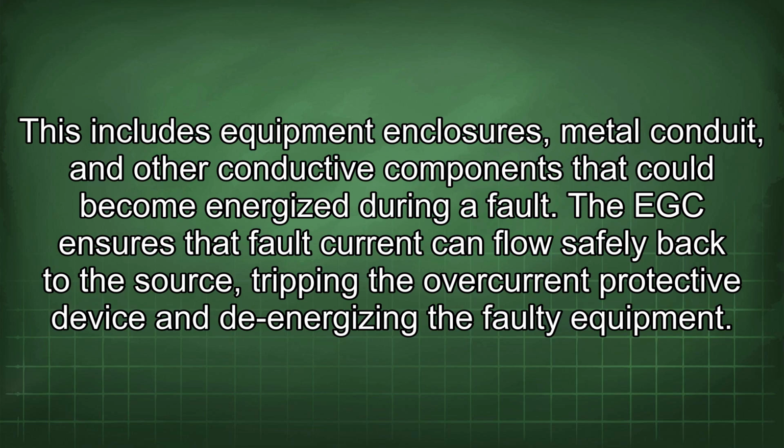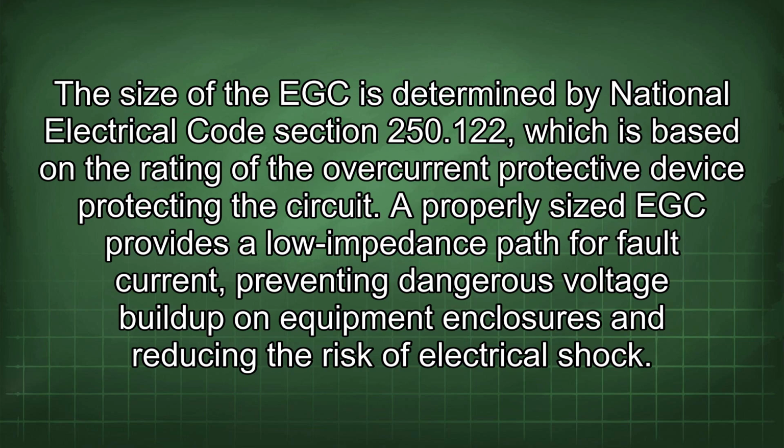the faulty equipment. The size of the EGC is determined by National Electrical Code Section 250.122, which is based on the rating of the overcurrent protective device protecting the circuit. A properly sized EGC provides a low impedance path for fault current, preventing dangerous voltage buildup on equipment enclosures and reducing the risk of electrical shock.